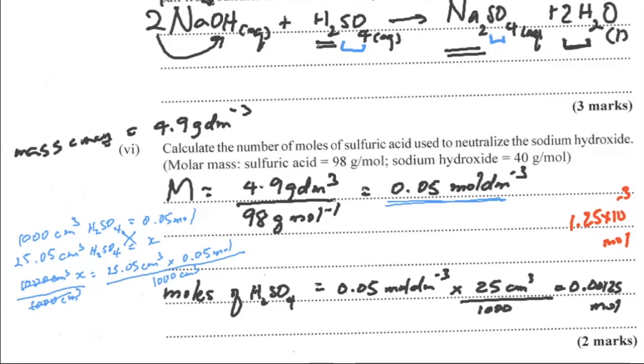Very same thing, right? We end up with 25.05 cm cube being divided by 1,000. Cm cube cancels out cm cube. We're left with moles, and we end up with the very same thing. Just another way to approach it. And then the final thing now, final part.